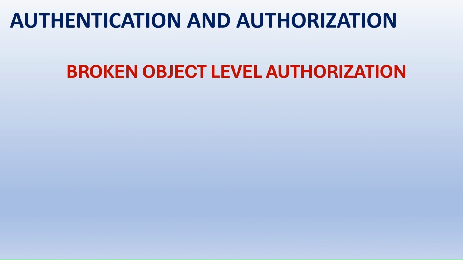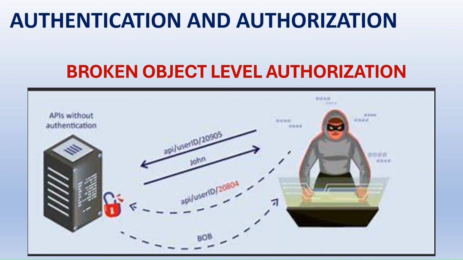Broken object level authorization occurs when an application fails to properly enforce access controls at the object or data level, allowing an attacker to manipulate or bypass authorization checks and gain unauthorized access to specific objects or data within an application. Broken authentication mechanisms often allow attackers to gain unauthorized access to user accounts or sensitive data.